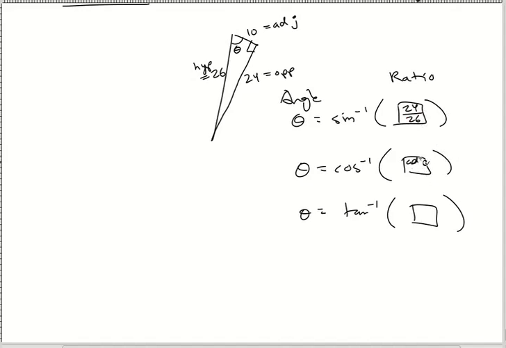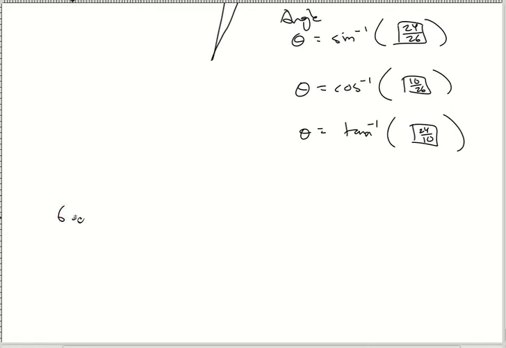Cosine is adjacent over hypotenuse. Adjacent over hypotenuse? Oh, well, I got that. That's 10 over the 26. And then finally, tangent, y over x, opposite over adjacent. My opposite here is 24, and then my adjacent is a 10. There you go. That's your answers.